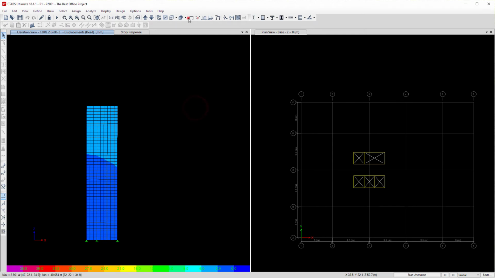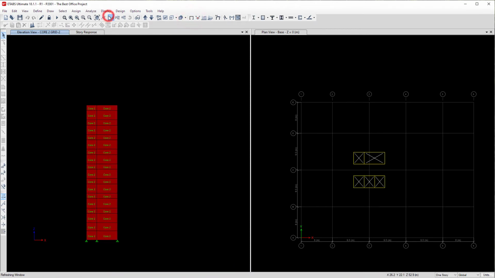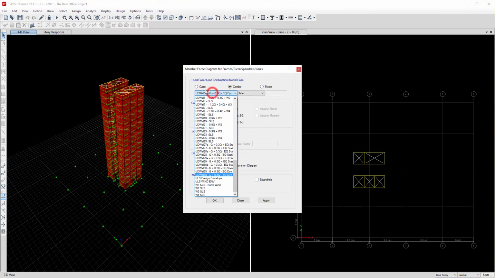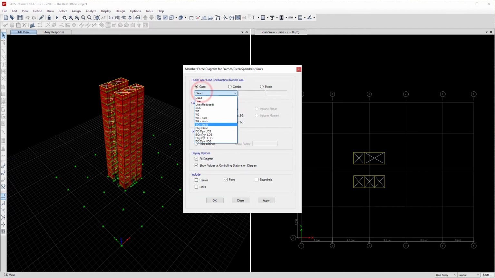Okay, so my analysis is done now, and I'm going to switch to my 3D view and look at my overturning moments that's taken by my core. So I'm going to go to the dynamic load case for non-ductile. Actually, we can look at either one. Let's look at the limited ductile for now, and let's look at the M22 for the piers.